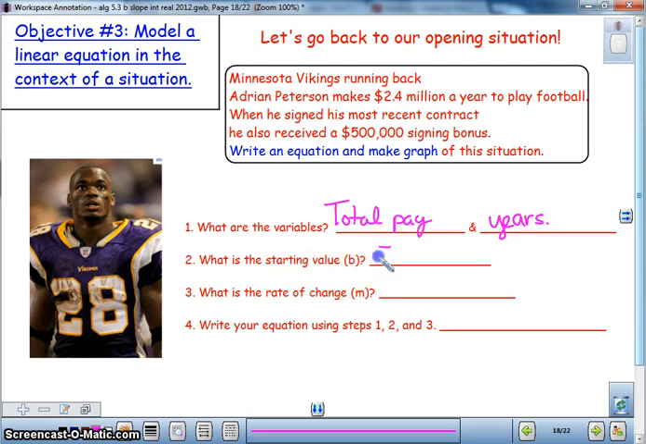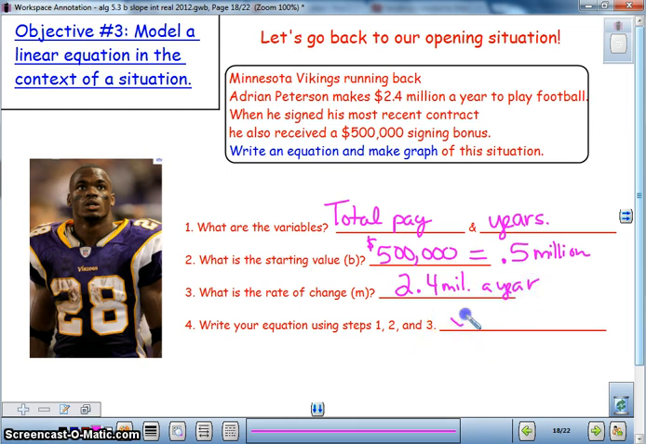They gave him a bonus of $500,000. Now, since the other number is in millions, we're going to change this to be 0.5 because it's half of $1,000,000. So he got $500,000 to sign for them. What is our rate of change? Well, how much is he getting paid per year? 2.4 million a year. Remember, that's what's changing.